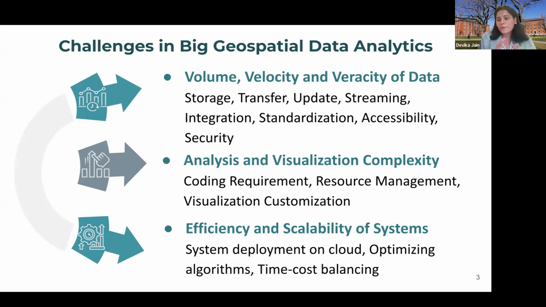Then the analysis and visualization of this data is not straightforward. It is a complex issue because we have to look into the coding requirements. We have to look into how we optimize the visualization for this big data and how we do the resource management of this data set.